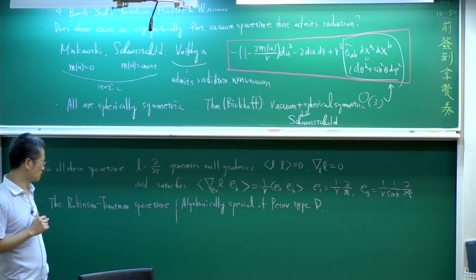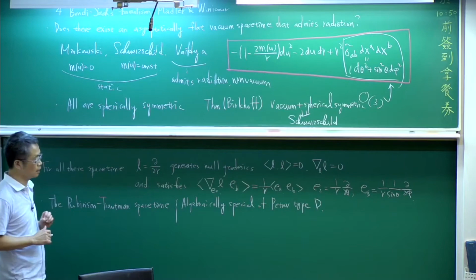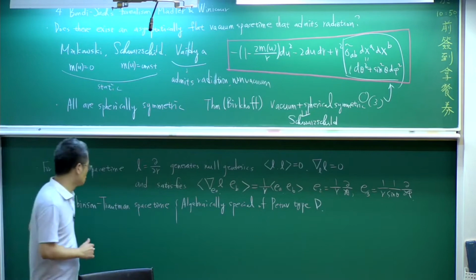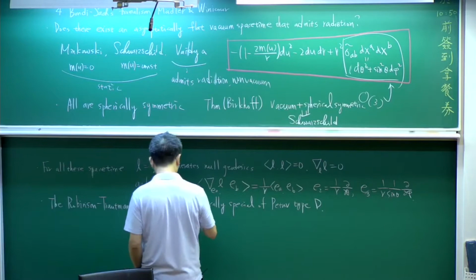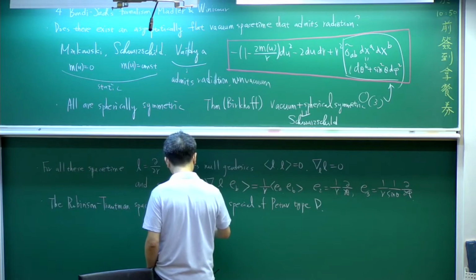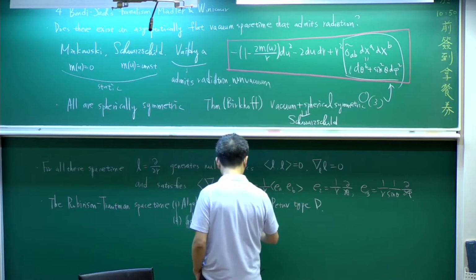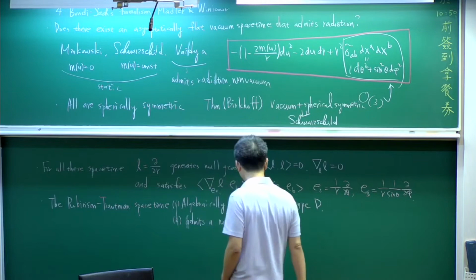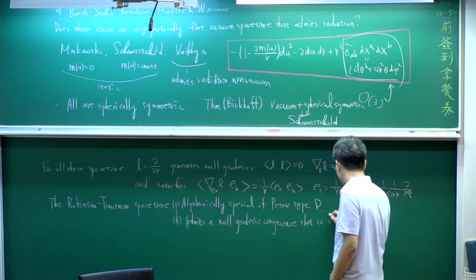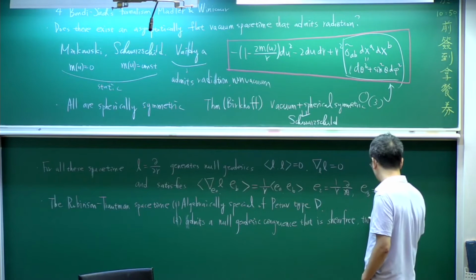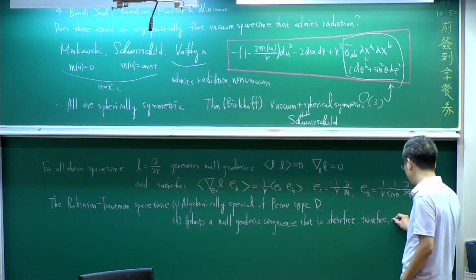But there is actually a different characterization, and I think that's a more relevant one. That's in terms of null geodesics. So this is the first characterization. The second one: this is a space-time that admits a null geodesic congruence that is shear free, twist free, and of positive divergence.